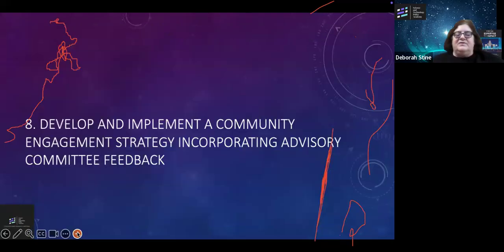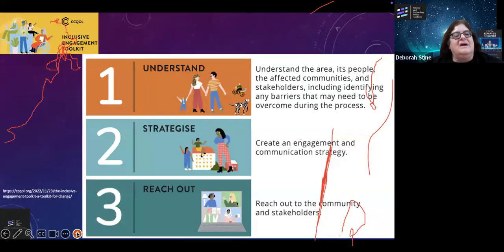Okay, so then what you want to do is develop and implement a community engagement strategy, incorporating the feedback that you received. So this is an inclusive engagement kit. It's actually from the UK. This, by the way, is all very much an international kind of issue. And the first part is understanding the area, like in this case, if you're focusing on a geographic region, the people, the affected communities, the stakeholders, any barriers that need to be overcome.